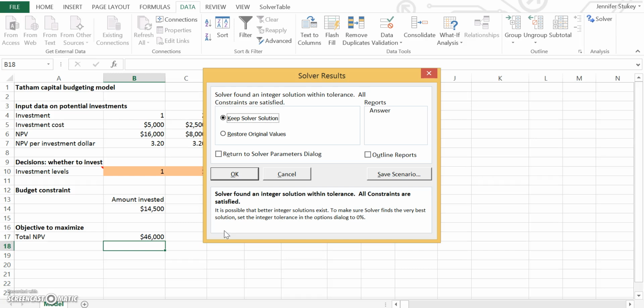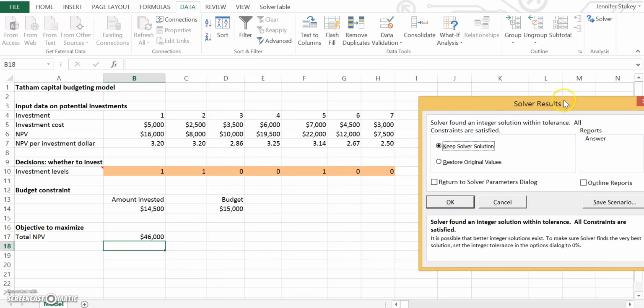As you can see, Excel returned a solution of $4,600. You are going to invest in investments 1, 2, and 5. You are not going to invest in 3, 4, 6, and 7. So if you were considering a write-up for this problem, which you would tell the managers of the company is that you would recommend investing in 1, 2, and 5, and not investing in 3, 4, 6, and 7.